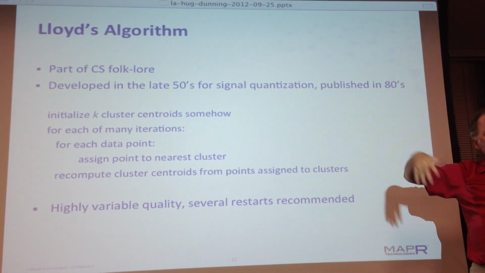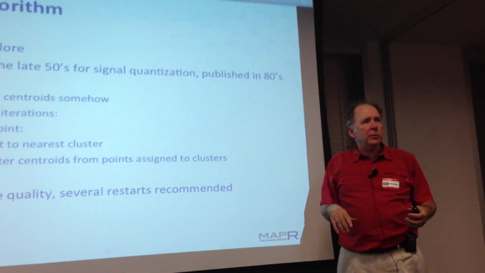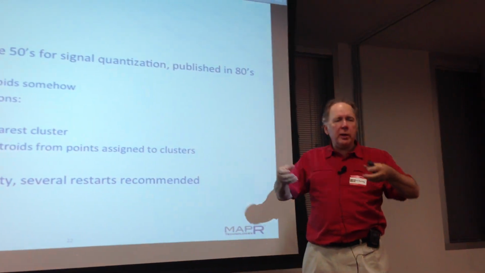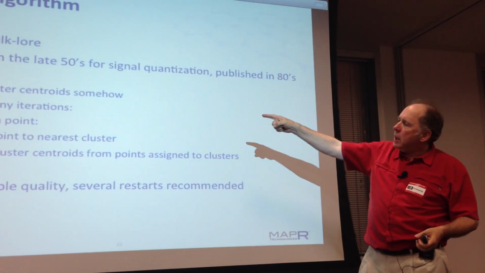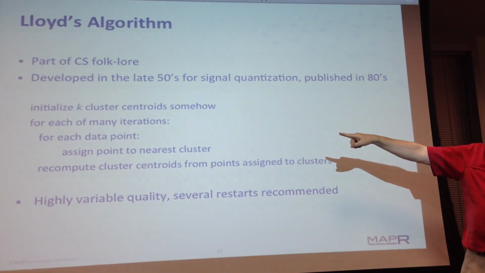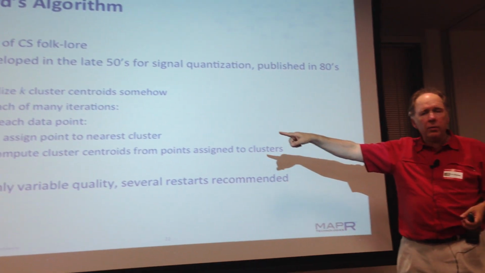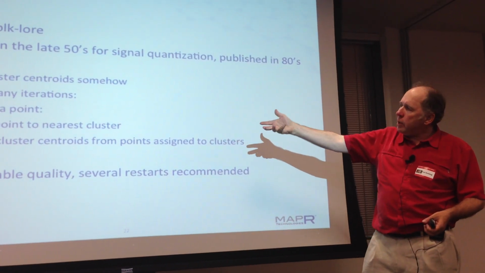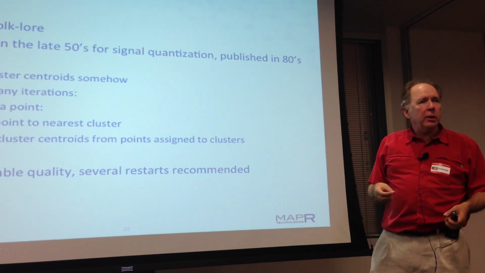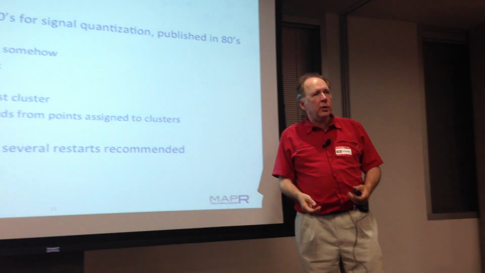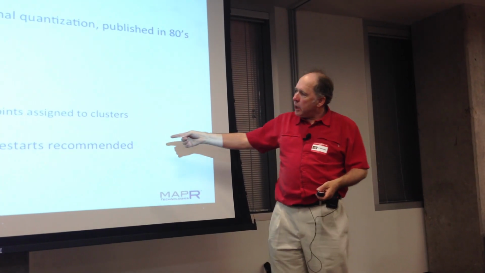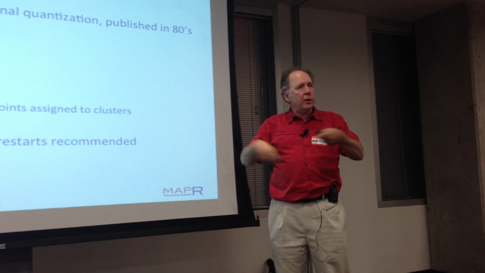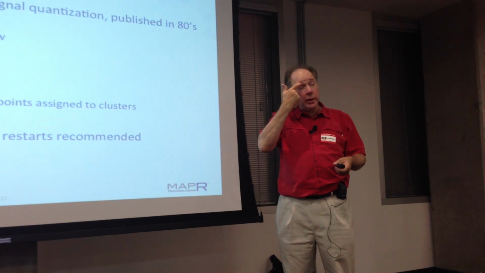So we initialize centroids somehow. There's a variety of ways. Pick them randomly, pick data points randomly, pick averages of several data points. There's a lot of ways. And then for each of many iterations, and this converges quite slowly, so you do wind up with lots of iterations, for each data point, put it in the nearest cluster, and then recompute the cluster centroids. Rinse, lather, repeat, that sort of thing. You get very highly variable quality, but some of the results that you get are pretty good after you restart a couple times, and depending on how you initialize these things.